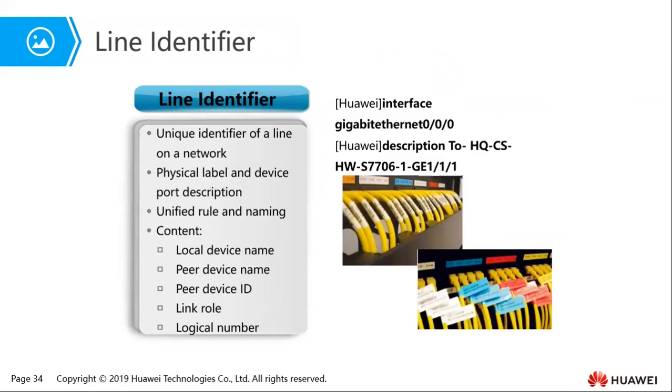You're also supposed to label lines, as you can see in this picture. So again, with lines, we can use a physical label, like what you're seeing here. You see these are physical labels. And you can also do a logical description by using the description command. So you go to a particular interface, then use the description command. Description, then to, then you're saying headquarters, CS, core switch, that number 1 on this interface.